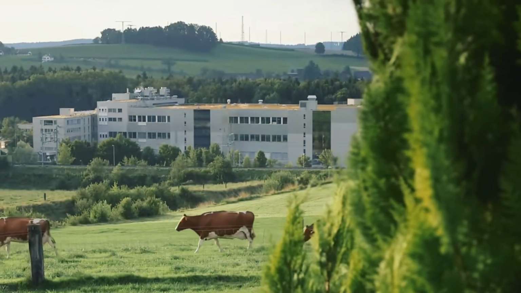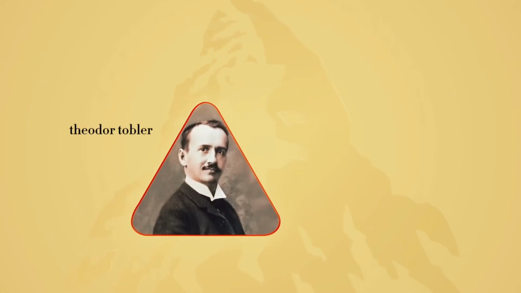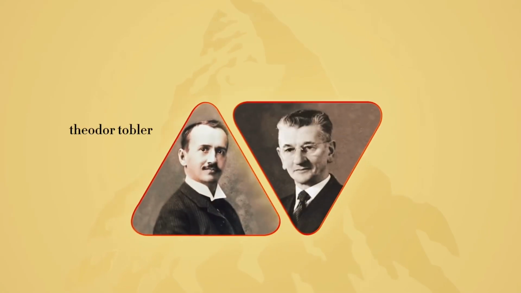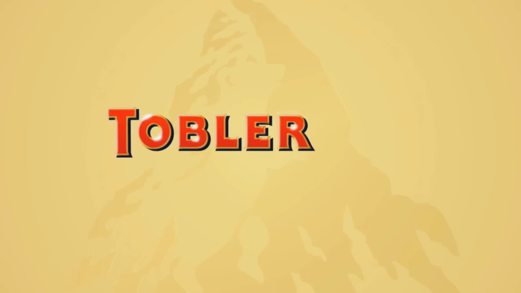Tolerance has a practical story. It all started back in 1908 when a Swiss chocolatier named Theodor Tobler, along with his cousin Emil Baumann, decided to make a new kind of chocolate. They named it Toblerone, which is a mashup of Tobler, his last name, and Torrone, the Italian word for nougat, which is a key ingredient in the chocolate.